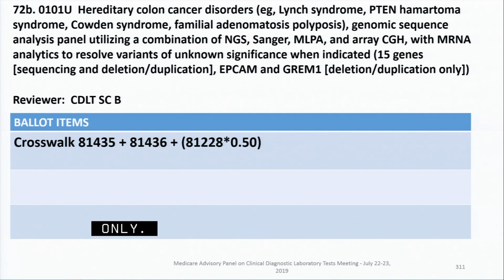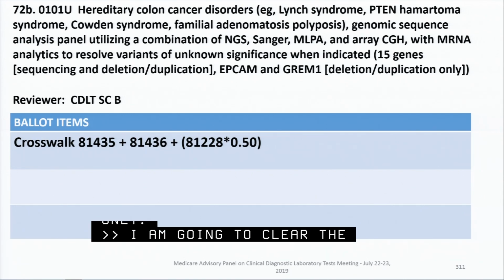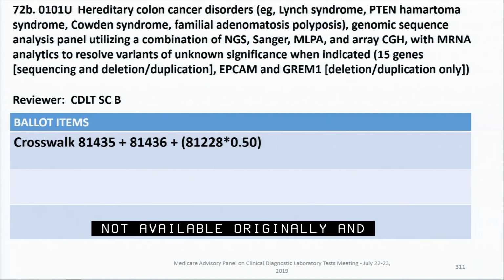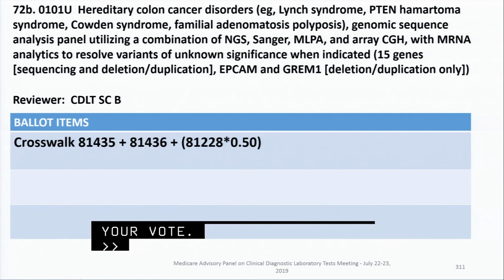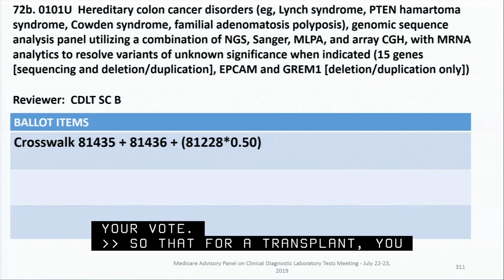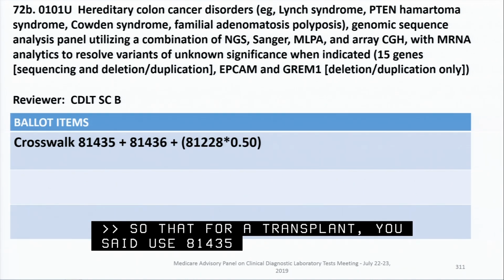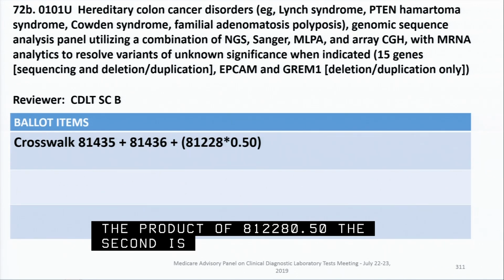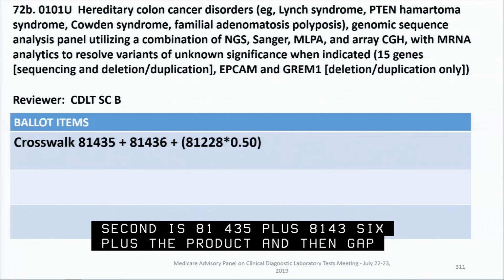I'm going to clear the results because that option was not available originally, and reactivate this question. If you would please now cast your vote. Thank you. So for transparency, these are the crosswalks: 81435 plus 81436 plus the product of 81228 times 0.50. The second crosswalk is 81435 plus 81436. The third option is gap fill, just so everybody hears this and we're being transparent. Correct. Thank you.